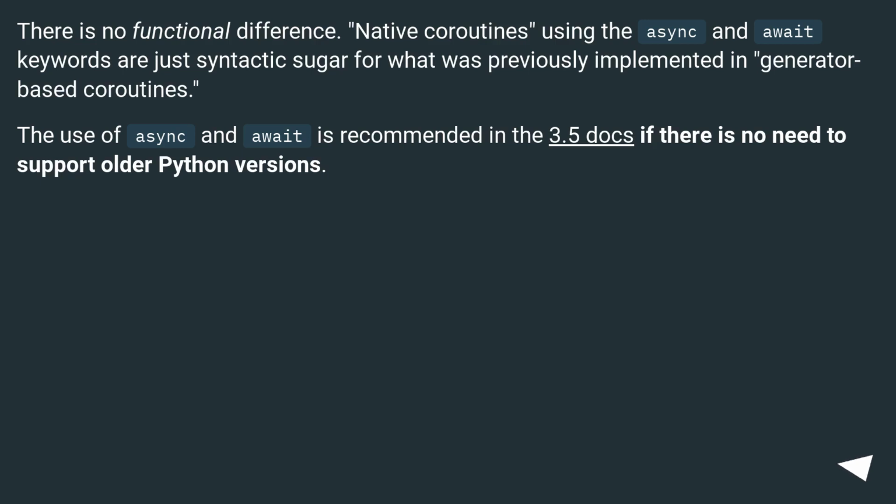There is no functional difference. Native coroutines using the async and await keywords are just syntactic sugar for what was previously implemented in generator-based coroutines. The use of async and await is recommended in the 3.5 docs if there is no need to support older Python versions.